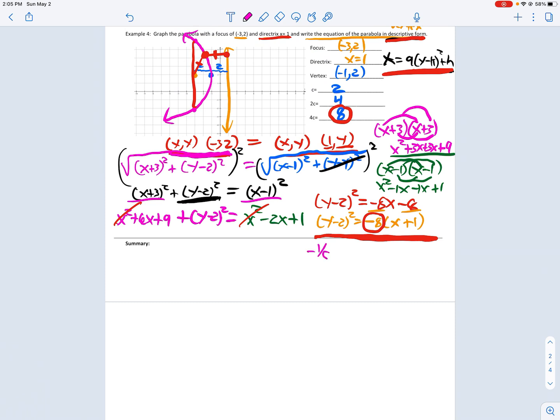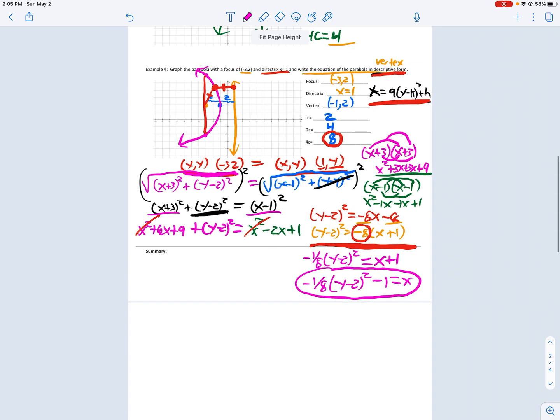So negative 1/8 times y minus 2 squared equals x plus 1. Subtract the 1. Whoops. And then there we go. There's our equation. So let's check. Our vertex is opposite of what's the y, so 2, perfect. And same as the outside, minus 1, perfect. 1/8 is what my a value is. If we plug that in, we'll get c is 2. So there we go. So there's my equation.